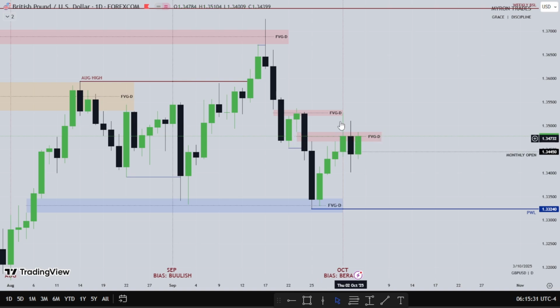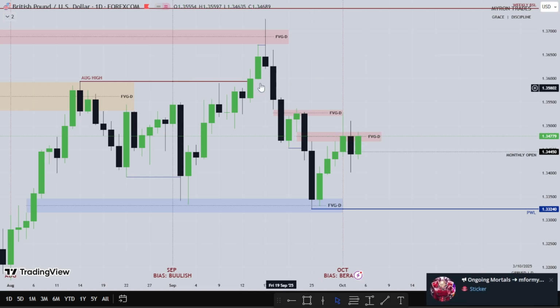For higher prices on the dollar, I want to see the pound fall. For lower prices on the dollar, I want to see the pound go higher. There's a fair value gap right here. So if this fair value gap is used as support to go higher, I want to see it reach for this FVG right here, this candle's low and this candle's high.